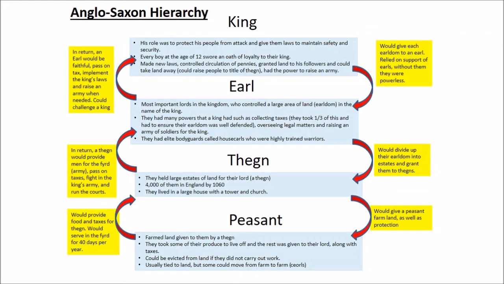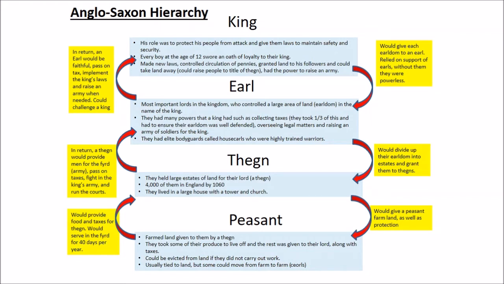But we'll be looking at markets and towns next lesson. So if you're excited about the economy, come back next lesson. They were usually tied to their land, which means peasants couldn't move from farm to farm. If they worked on one lord's farm, that was them. They had to work on that farm.